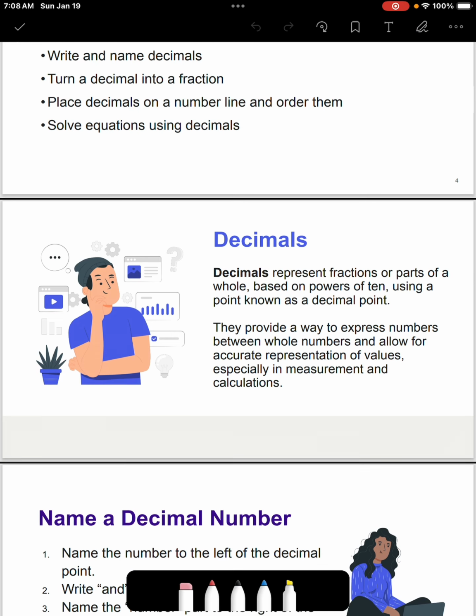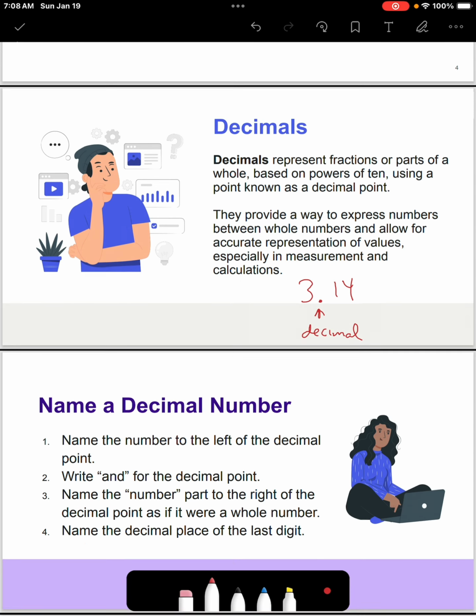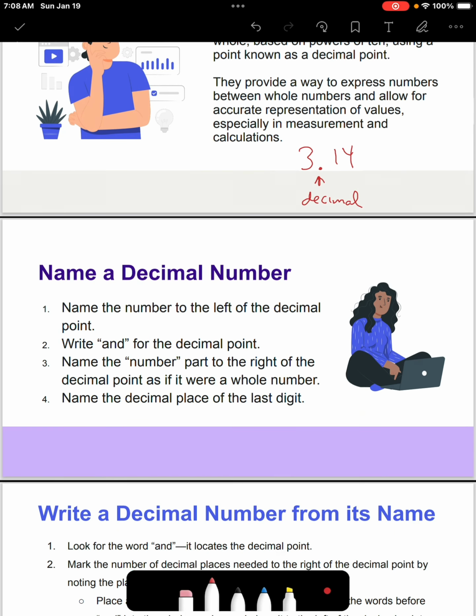We'll just go with 3.14. And here's the decimal right there. Now let's talk a little bit about naming a decimal.